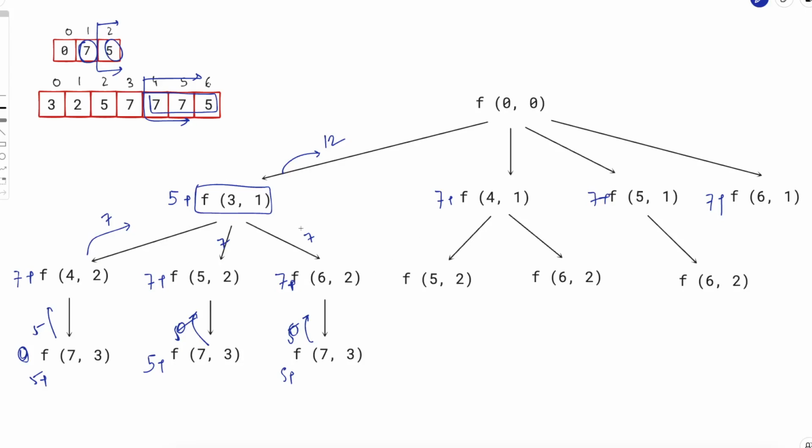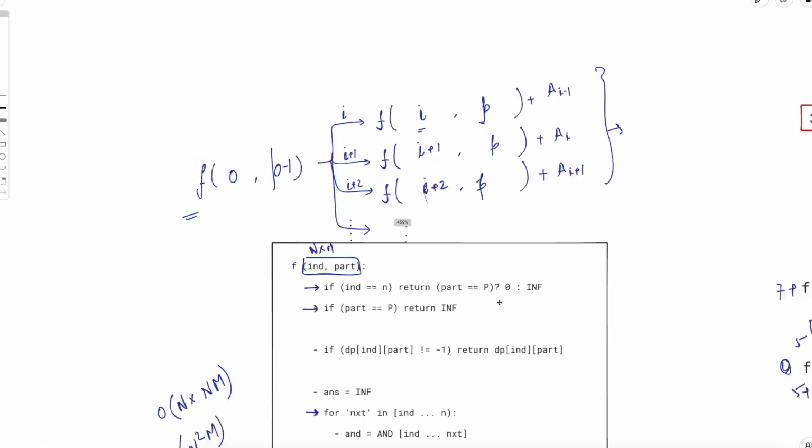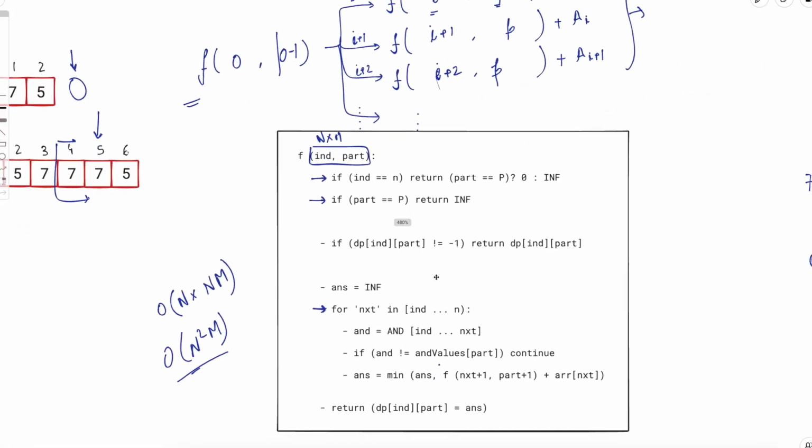This is how it will be proceeding, and finally at f of 0 0 you will have what is the minimum sum possible to partition the array starting at index 0 into all the partitions starting at index 0, right? So let's look at the pseudocode for one last time. The pseudocode was doing exactly the same thing.